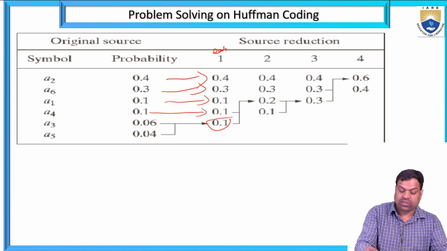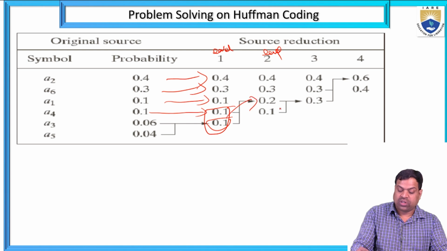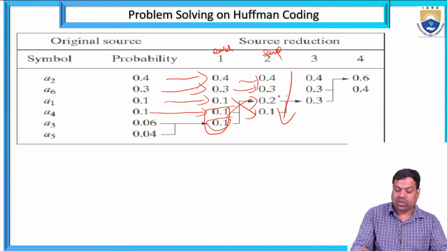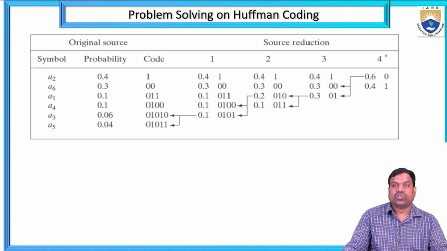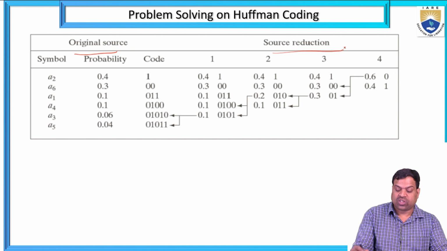This is level 1. When I go to level 2, I take 0.1 plus 0.1, which is 0.2, and the values are arranged in decreasing order. Then I add 0.3 plus 0.3, which is 0.6, again in decreasing order. This is level 4. So level 3 and level 4 come, in the original source and the source reduction. In the 0.6, the last is 0.1.